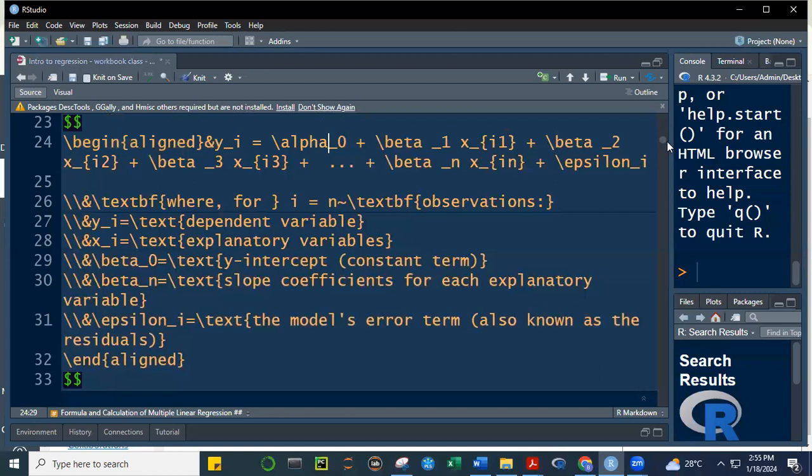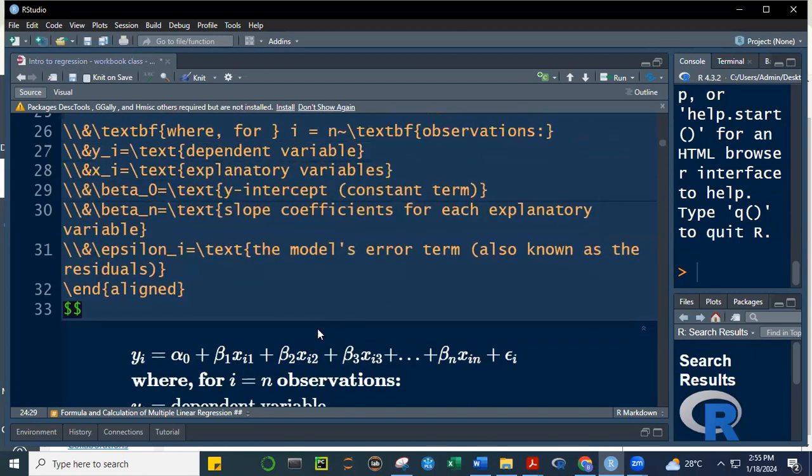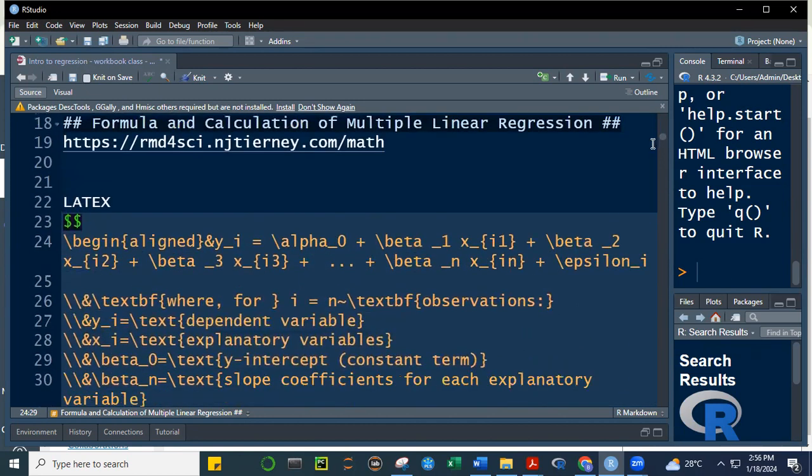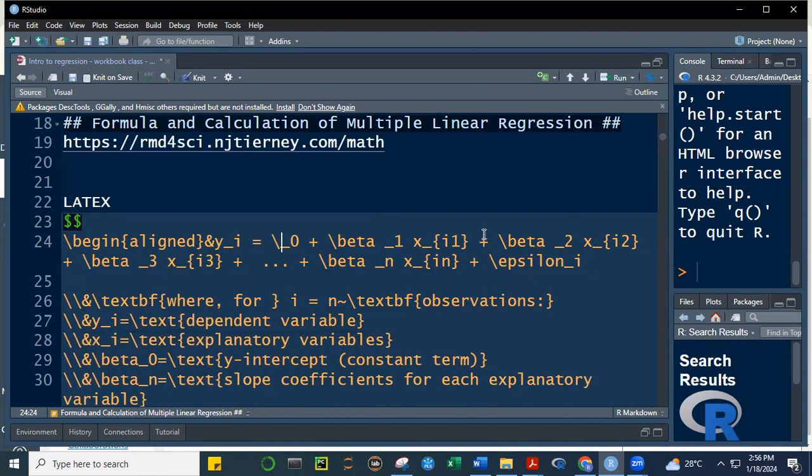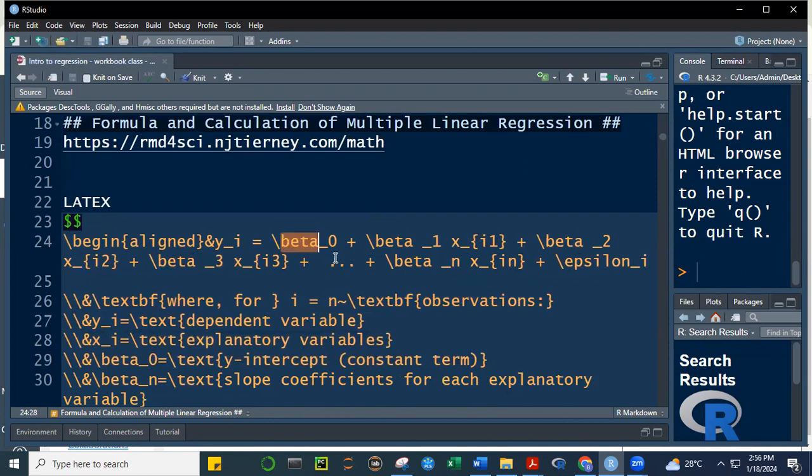So what happened to my equation here? Okay, it became alpha. Okay, so let me revert with Control Z. All right, so this is beta underscore 0, and then you have here beta underscore 1. Okay, so this is for the subscript, and then x. Take note of this, x.